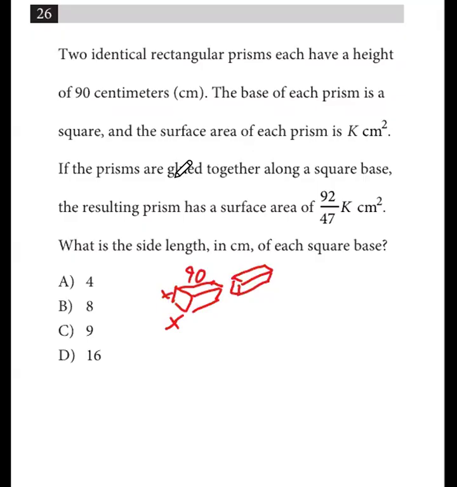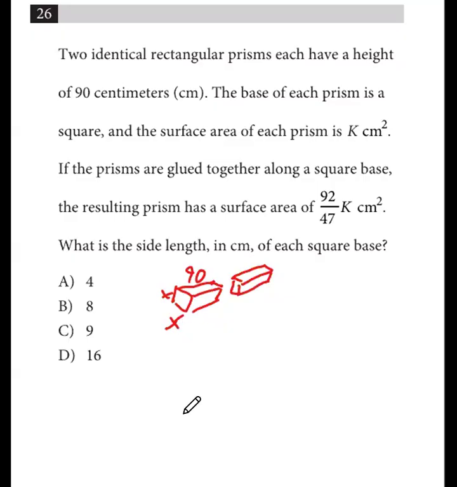And we're told that the prisms are glued together along a square base. So let's say they glue them together here. And we're told that the resulting prism has a surface area of 92 over 47K centimeters squared. What is the side length of each square base? So basically, what is x?